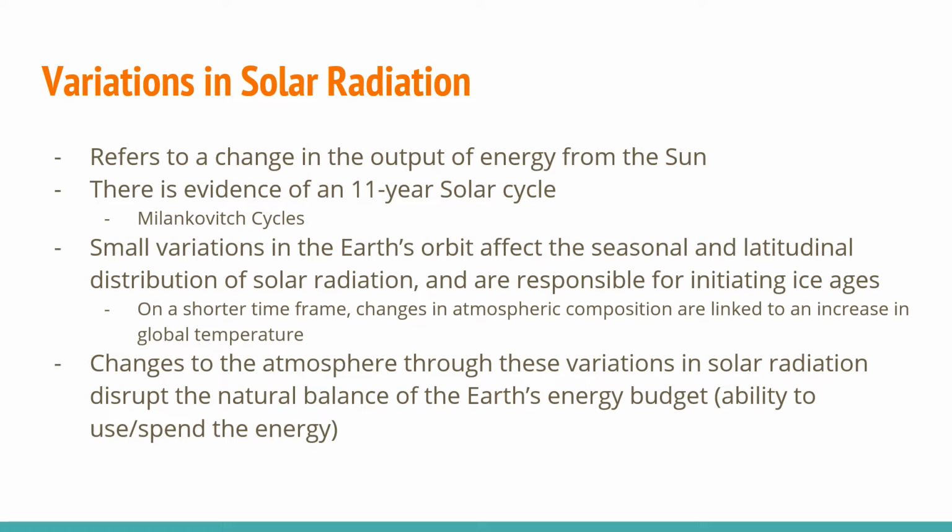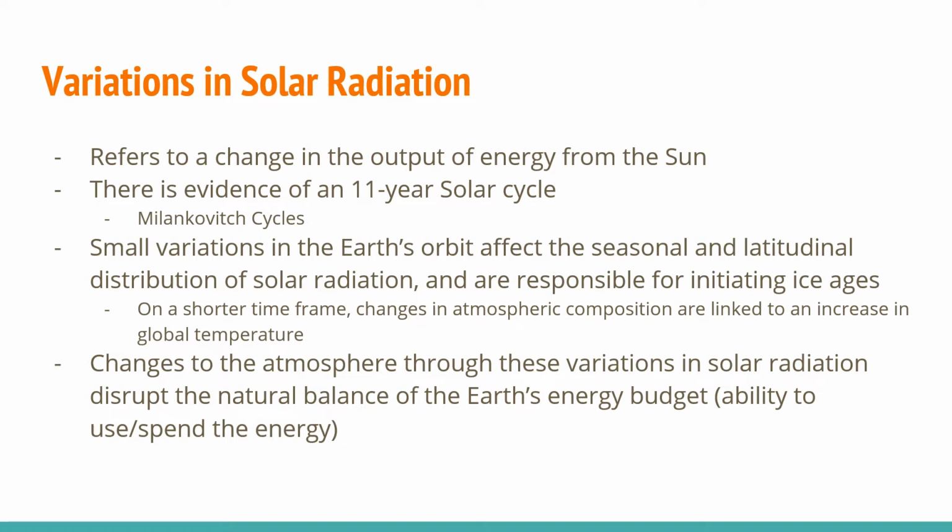So in terms of the first one, variations in solar radiation, this really refers to a change in just the output of energy from the sun, whether it's a solar flare, whether there are clouds in the sky not being able to come to the surface, whether it's blocked out or reflected back into space. All of these things can affect the temperature here on Earth.